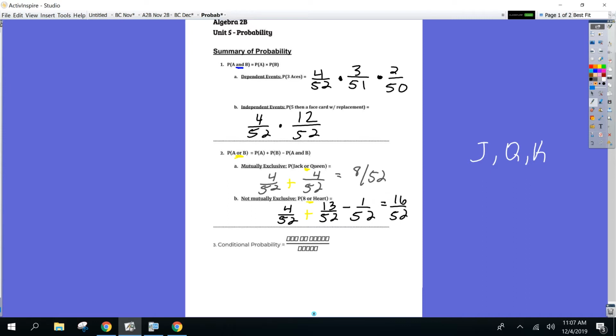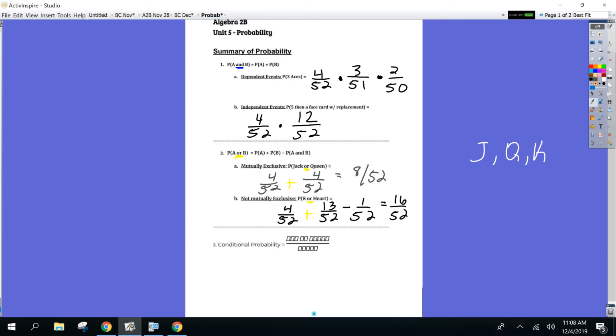And again, those are not mutually exclusive because they have something in common. A lot of kids get confused with these here, mutually exclusive versus not. Mutually exclusive, they have nothing in common. All right, nothing in common. Cannot happen at the same time. And again, number 3 we'll worry about on Friday, not right now.